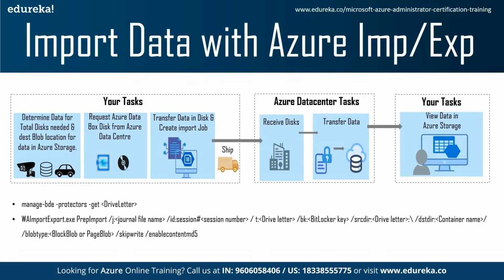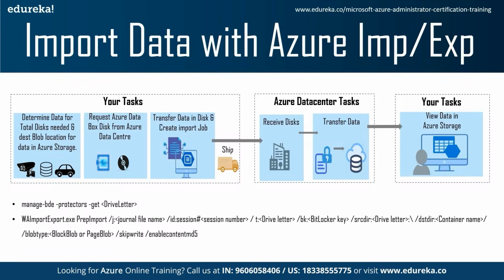Then prepare the disk by running the WA import export command. This command can take a significant amount of time to complete depending on the amount of data. You can see the second command here, which is quite a major one, so you have to follow all the things in it. This is the default: WAImportExport.exe prepare import. What will change is in the brackets, like the journal file name that will be generated when you use the WA import export tool.